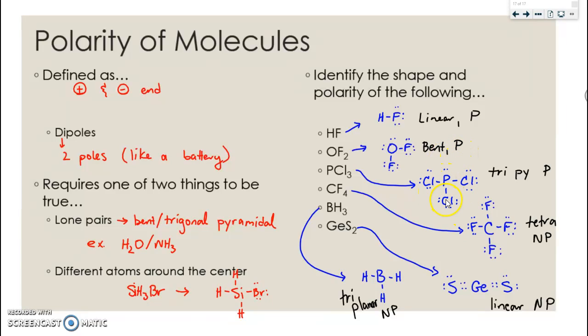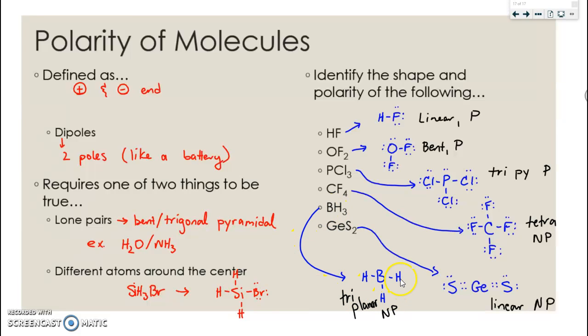PCl3 has three things bonded and one lone pair, so it's trigonal pyramidal. Again, because of the lone pair, it's polar. CF4 has four things bonded, no lone pairs, so it's tetrahedral. Because everything around the carbon is the same, it's nonpolar.